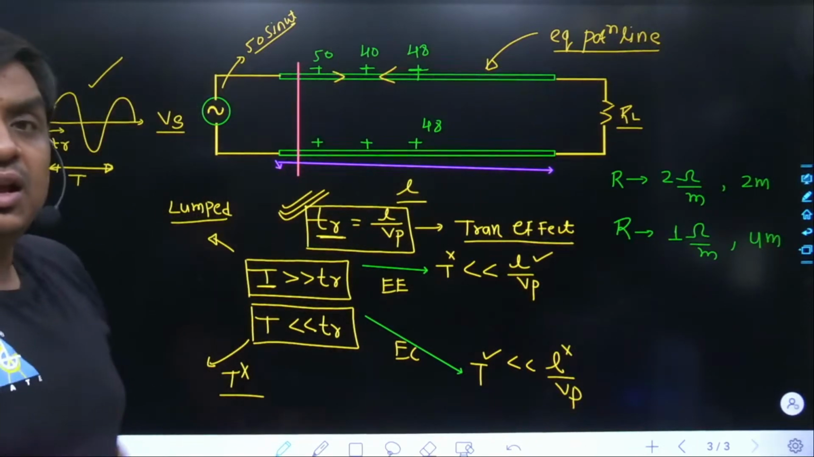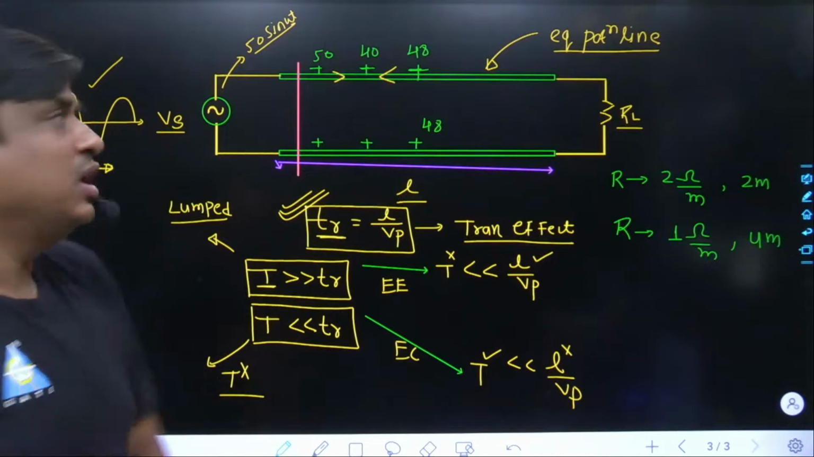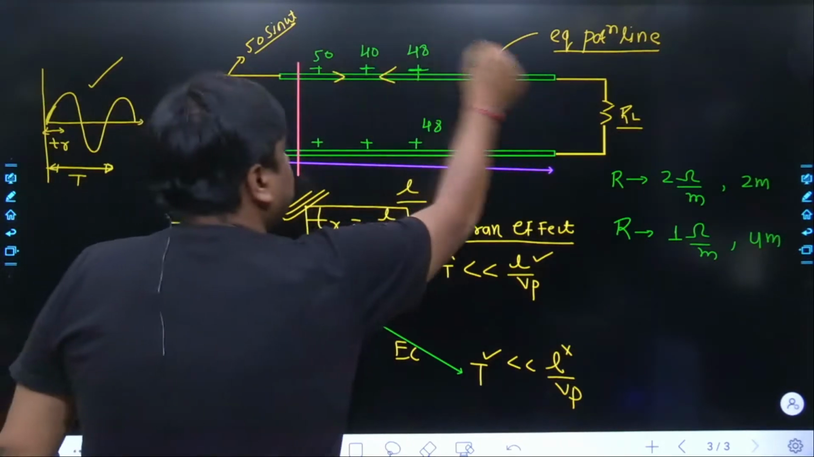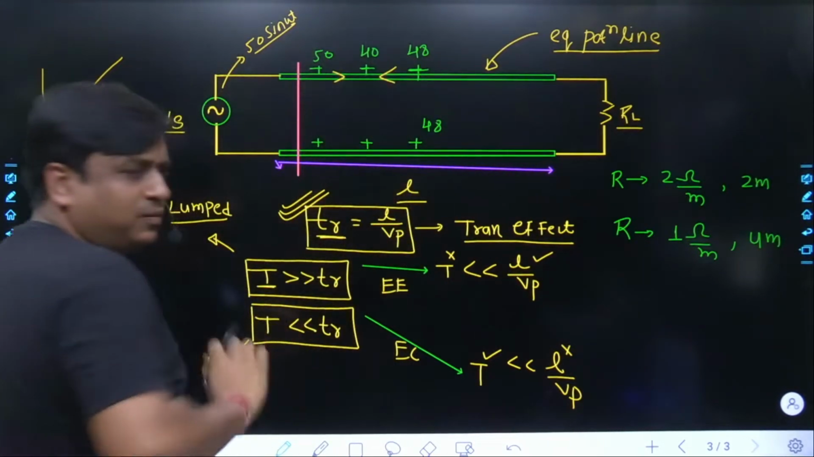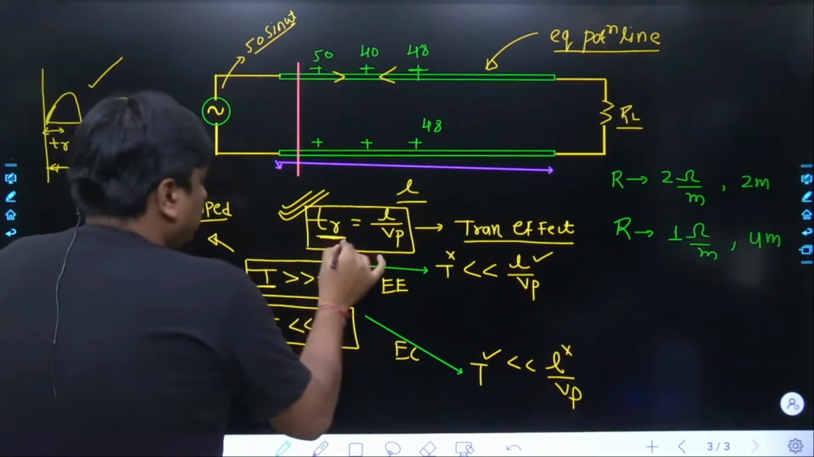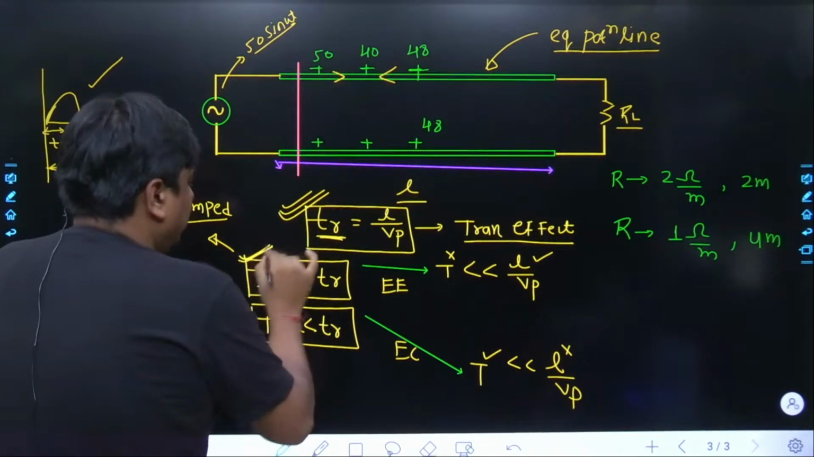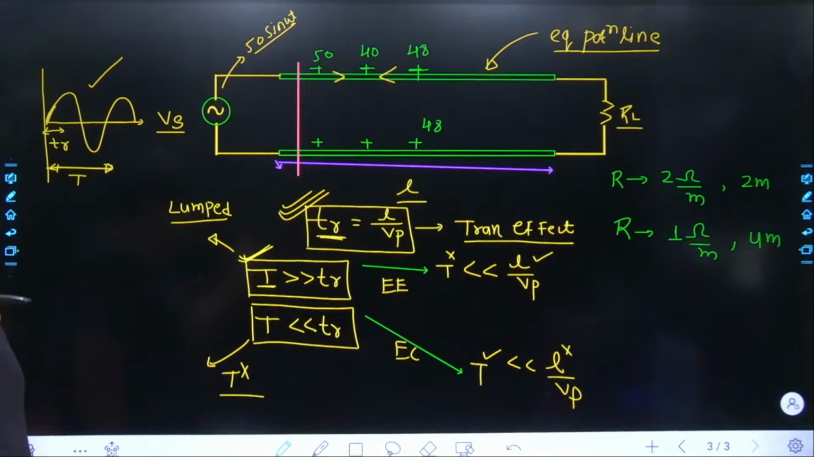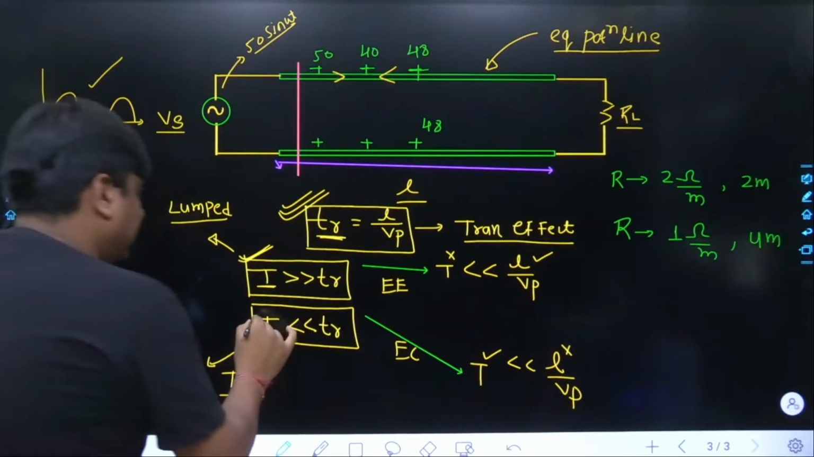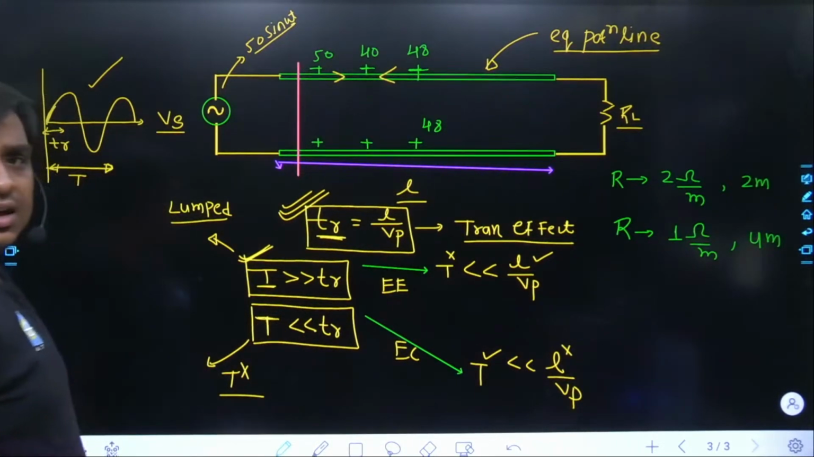Put together, the lumped network analysis can be easily used, where we can apply KVL and easily find the current I. Fine, sir. So here I can use the lumped network analysis. But the problem does arise when the period T is much smaller than the transit time TR. In that case, what happens?